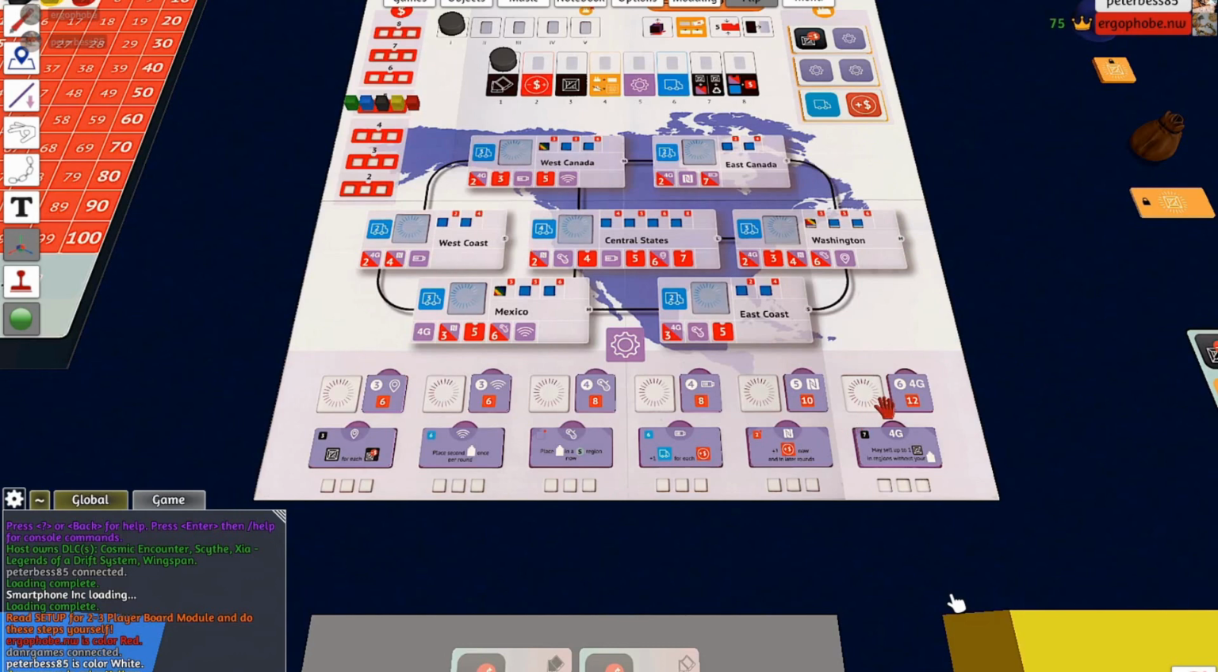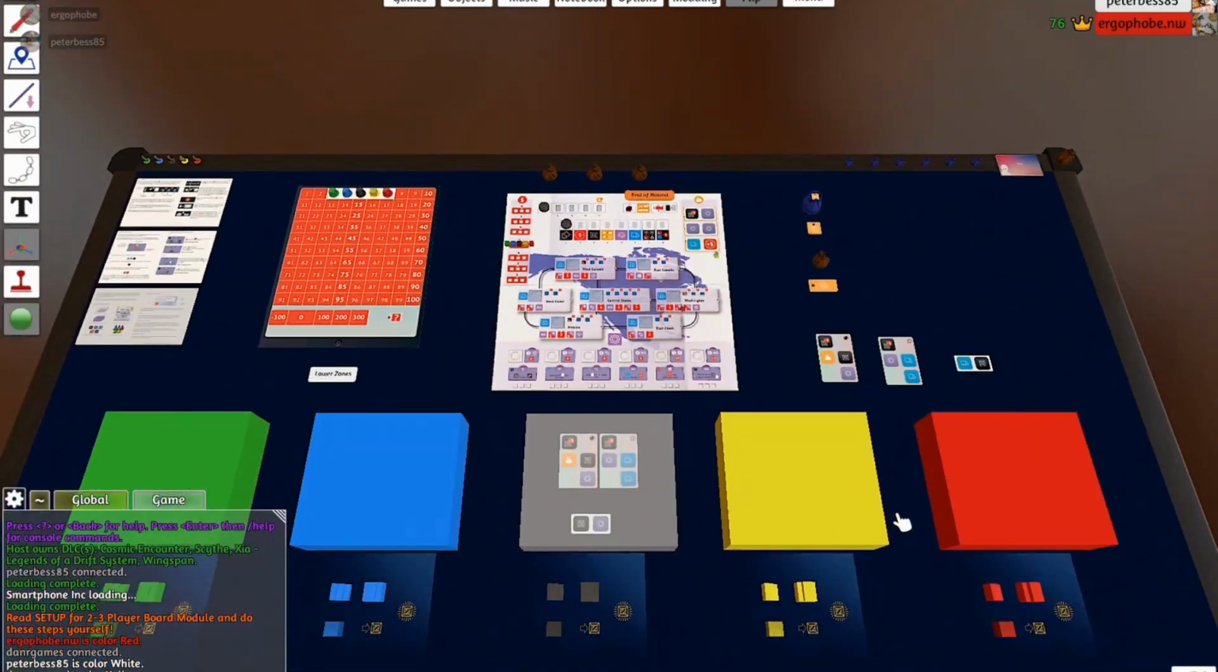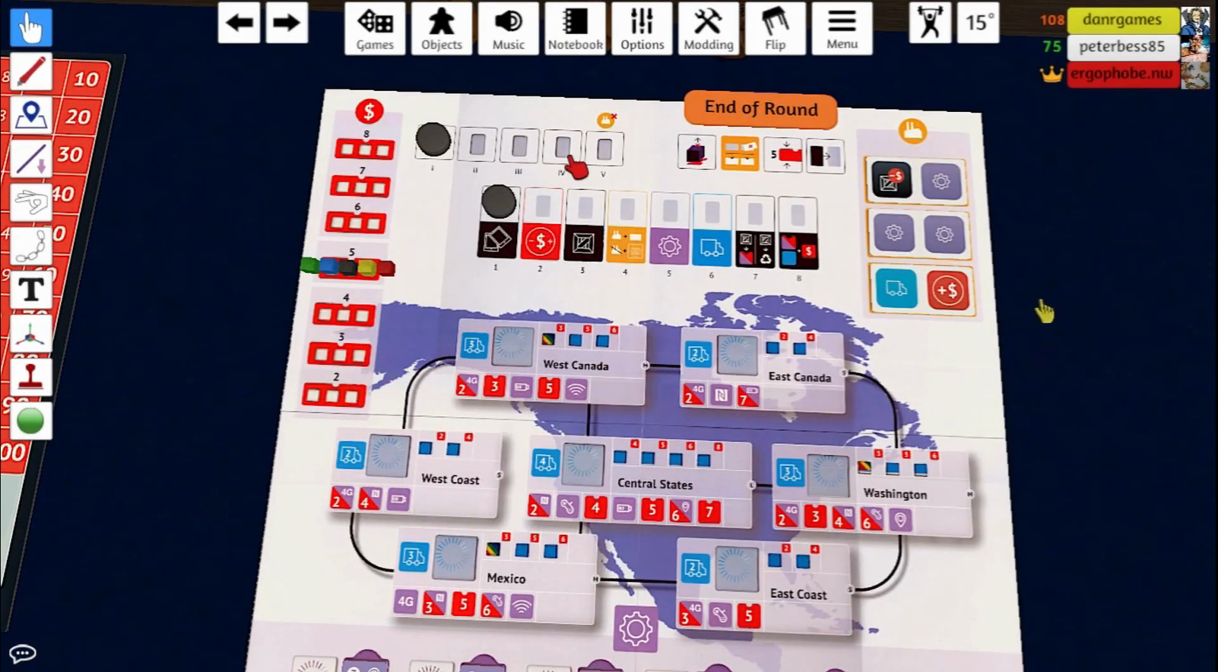We're all about the experiences that playing games with friends and family can create, and we are playing Smartphone Incorporated. Okay, so Smartphone Incorporated is an economic game, pretty obviously when you look at the board. It's broken down into 6 turns, and each turn is broken down into these 8 phases.